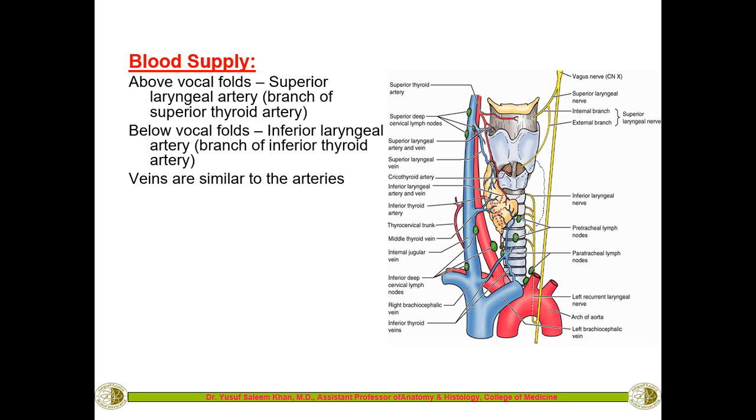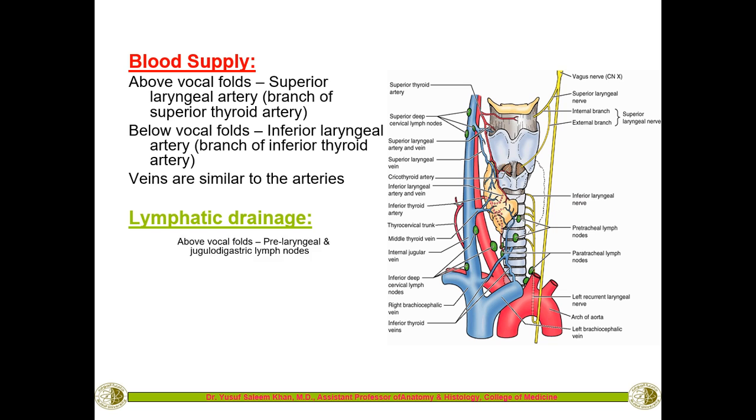Venous drainage is also very similar to that of the blood supply. So the veins with similar names will be draining the larynx. Above the vocal fold, it will be the superior laryngeal vein, and below the vocal folds, it will be the inferior laryngeal veins.